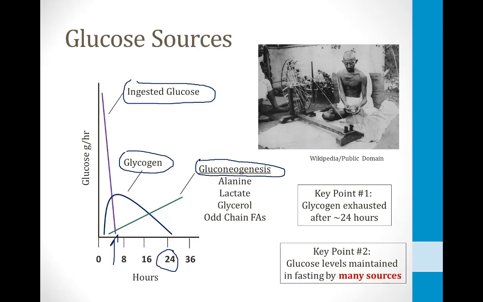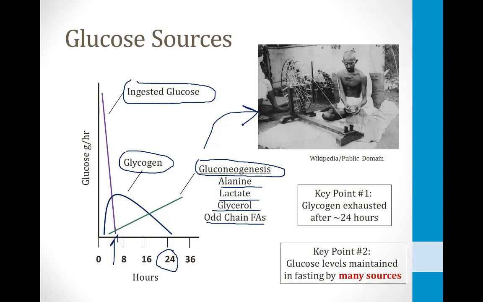Gluconeogenesis synthesizes glucose using carbons from other structures, and those other structures include alanine and lactate and glycerol and odd-chain fatty acids, and we'll talk about all of these in the next few slides. This is a picture of Gandhi here, and if you know the history of India, you know that Gandhi used to go on weeks-long hunger strikes, and I like to think of him on the third or fourth week of his hunger strike and think about where all that glucose in his plasma was coming from.